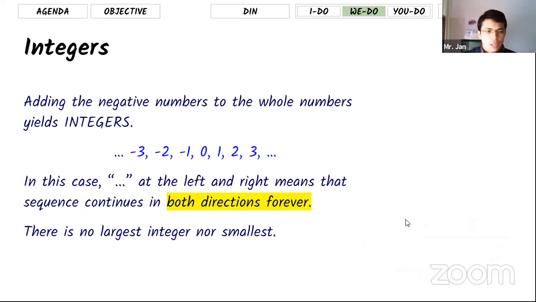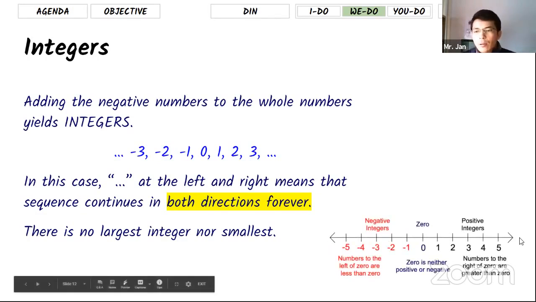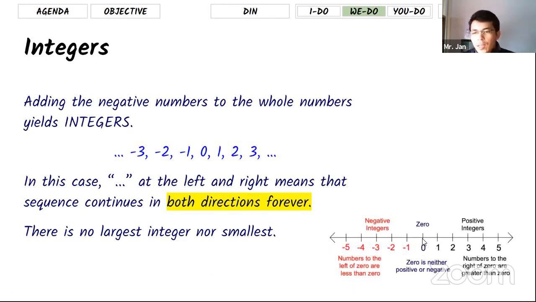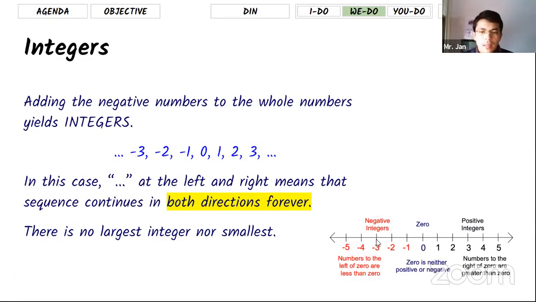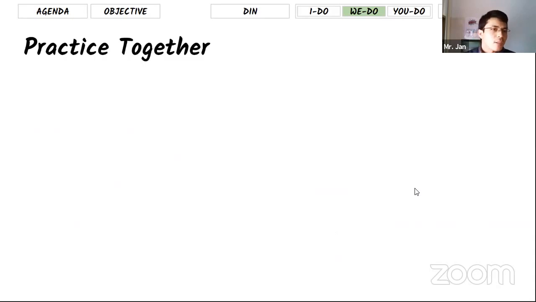You may remember from last year that the number line looks like this, and we were only seeing 0 and positive numbers. If you put the line on the left side in red, these are the negative numbers you can see on the number line. Left side negative, right side positive, and the middle is 0. Okay, and let's practice it together now.